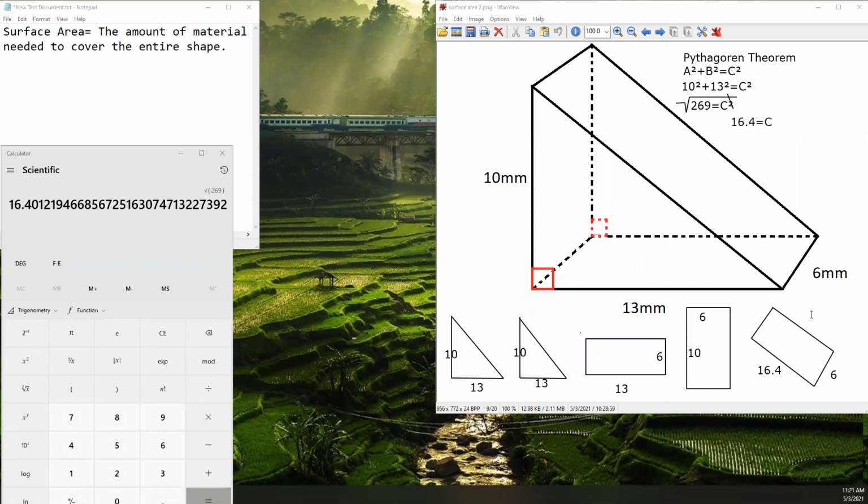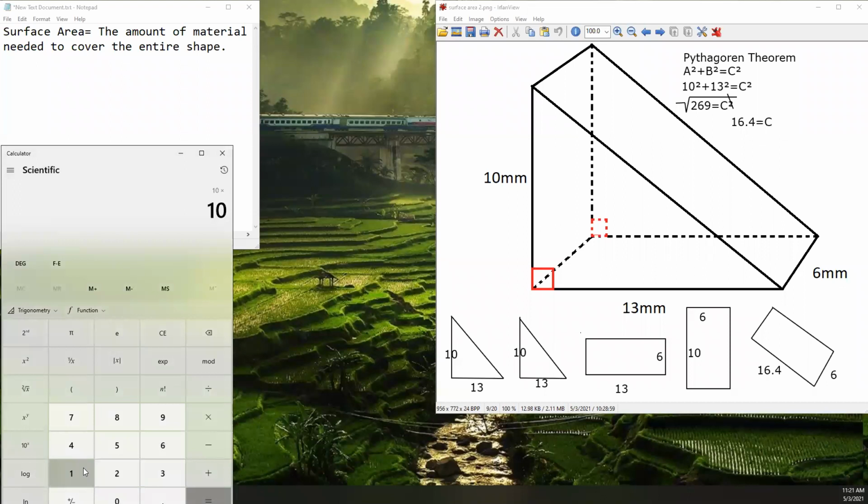Now that we've got all our measurements, all we got to do is find the areas of all these shapes, and we're done. Area of a triangle is 1/2 base times height. So 10 times 13 divided by 2 is 65. You know this guy is 65 because they're the same. Moving on, our next thing is 13 by 6, and it is a rectangle, so it's 13 times 6. 13 times 6 is 78.